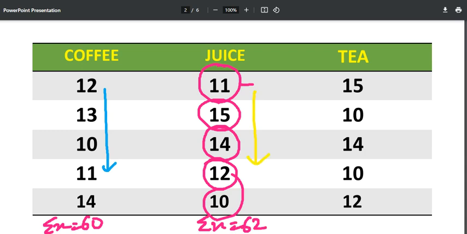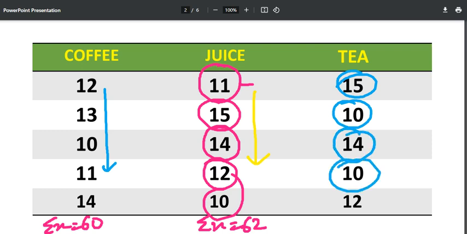You can also do this. 15, 10, 25, 25 plus 4, 29 plus 10, 39, 39 plus 10, 49, 49 plus 10 is 59, plus 2, 61. So summation of x is equal to 61. Now we have these three values. Make sure that you add these values.